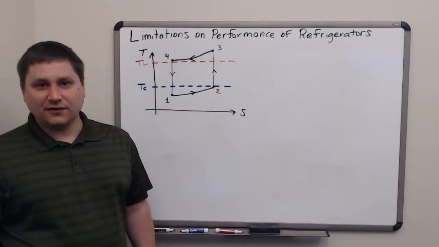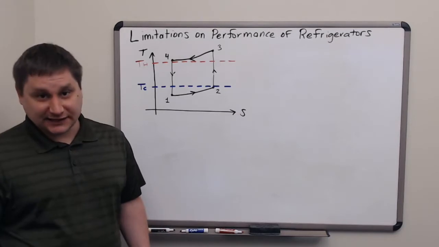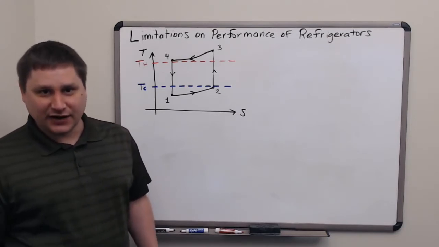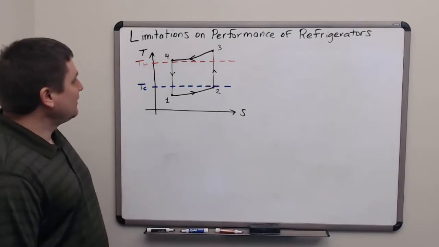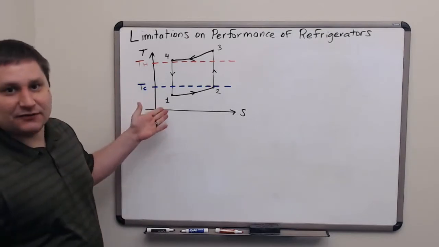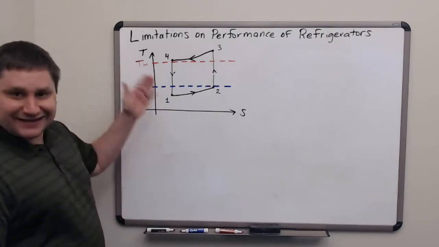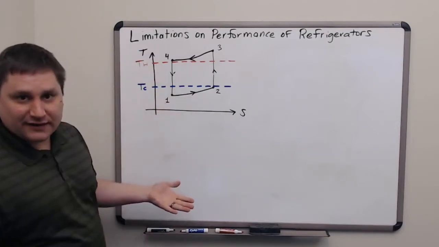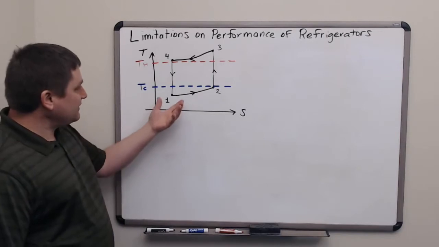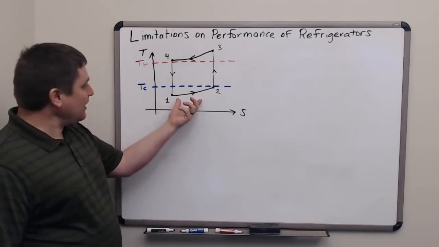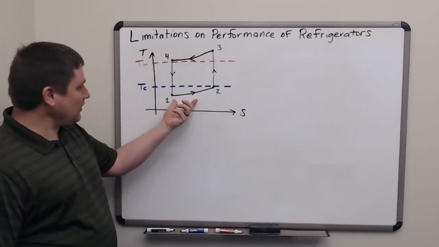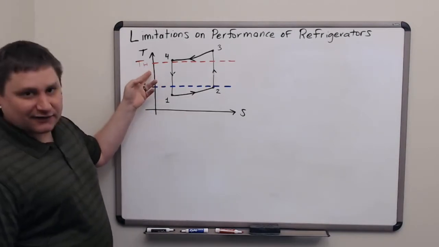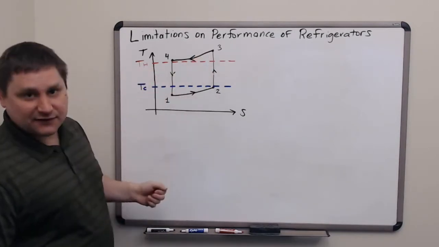In this video, we're going to discuss the limitations on the performance of refrigerators that are imposed by the second law of thermodynamics. Here I've drawn a typical refrigeration cycle on the TS plot. The cycle goes counterclockwise, and it's below the temperature of a cold reservoir while it absorbs heat from 1 to 2, and above the temperature of some hot reservoir while it ejects heat from 3 to 4.